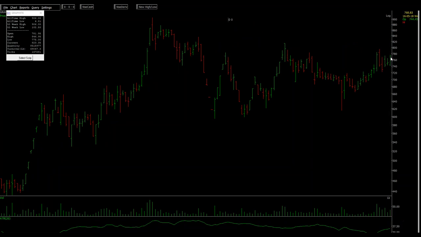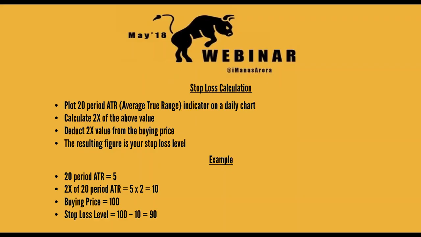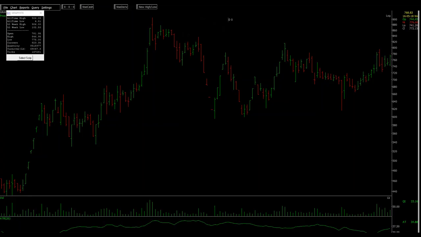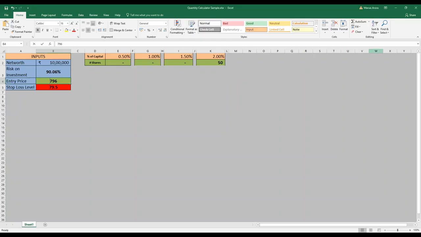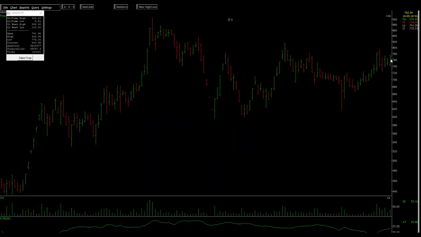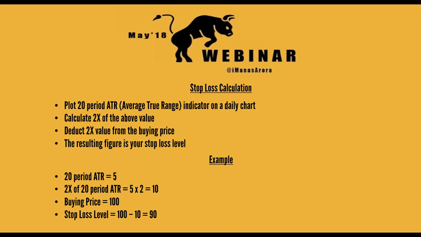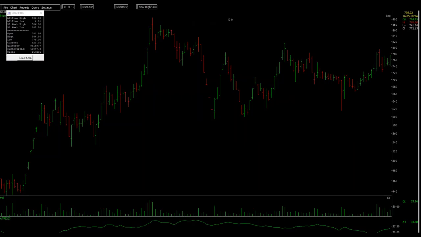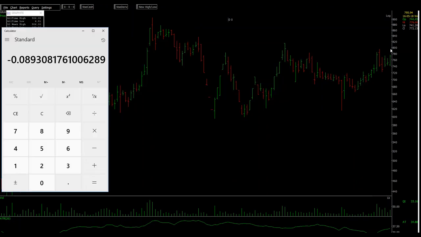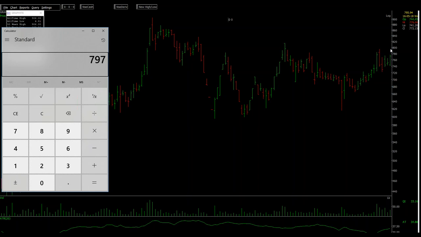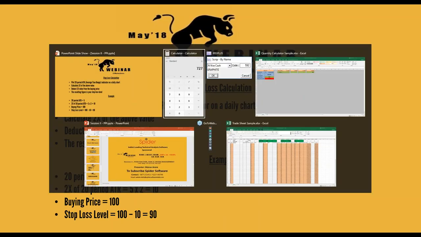So on this date, 16th of May, the ATR value was 34.88. What I do is I take twice this value to calculate my stop. In this case, my buying is 797, I'm sorry. The ATR is 34.88. Let's just say 35. So twice the value of the 20 period ATR comes out to be 70. Now you need to deduct 70 from the buying price. The number comes out to 727. That's your stop loss. That's where you will place your stops.